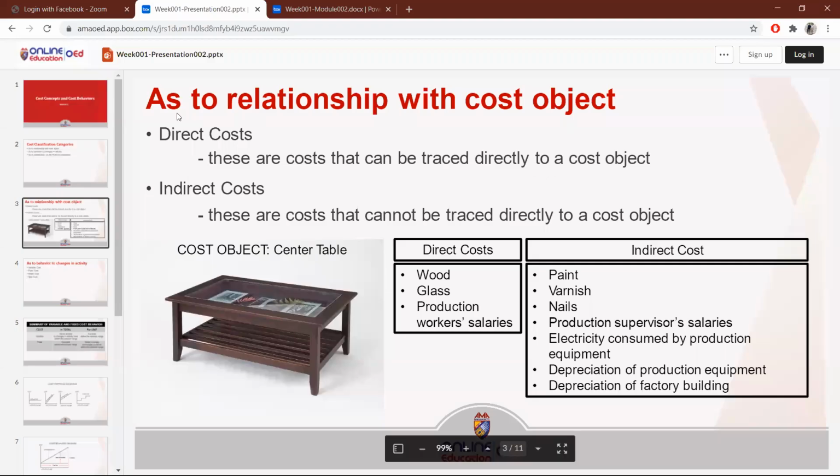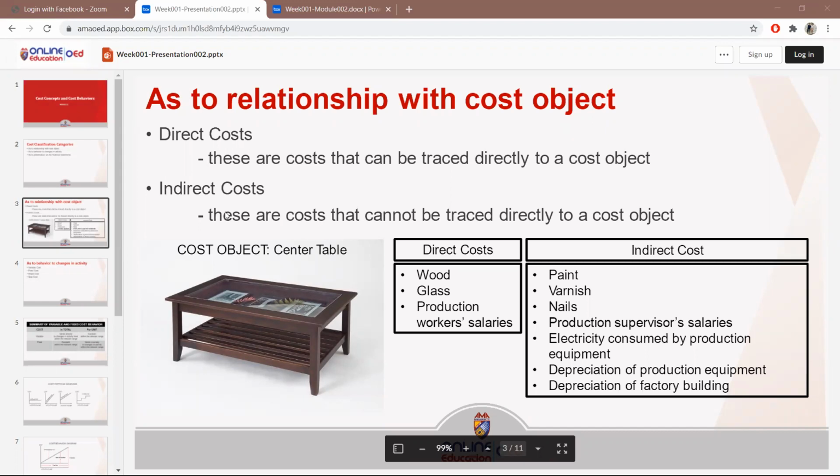Okay, so we have here two different types of costs as the relationship with cost object. So first is the direct cost. As you can see in this table, we can see directly the wood. So adi may wood kita, may dakita glass on top, production worker salaries. These are the costs that were incurred in the production of this table.